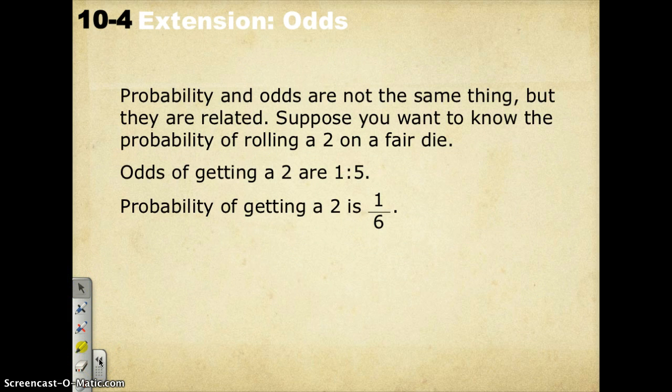Probability and odds are not the same thing, but they are related. Suppose you want to know the probability of rolling a 2 on a fair die. The odds of getting a 2 are 1 to 5. There is 1 way to get a 2 and there are 5 ways to not get a 2. But the probability of getting a 2 is 1 out of 6. The major difference is that in probability we're taking our outcomes out of a total, where in odds we're just comparing what we have and what we don't have, or what works and what doesn't work.